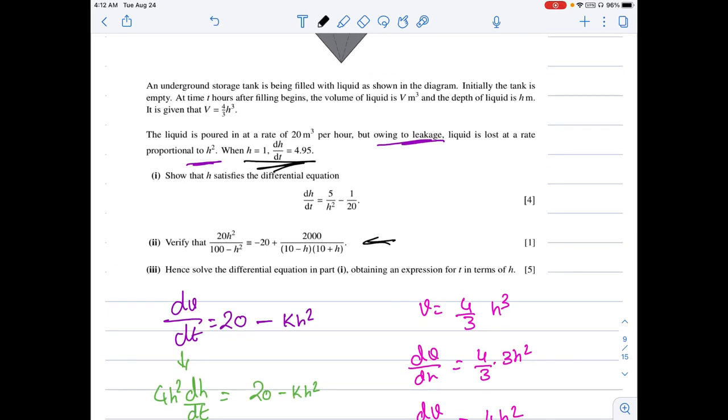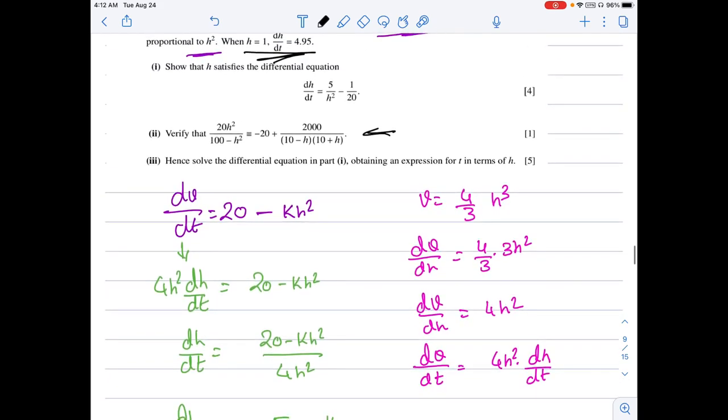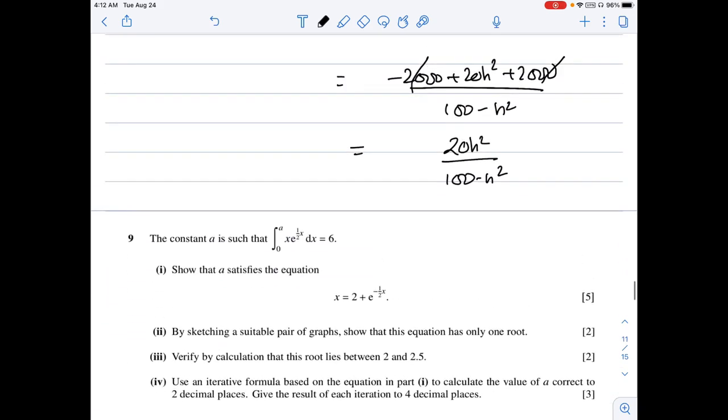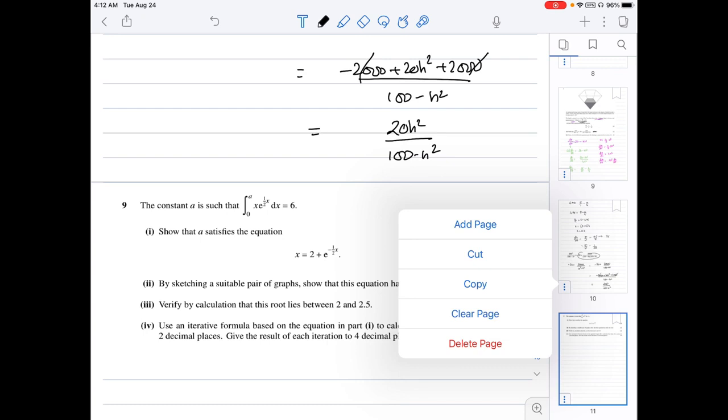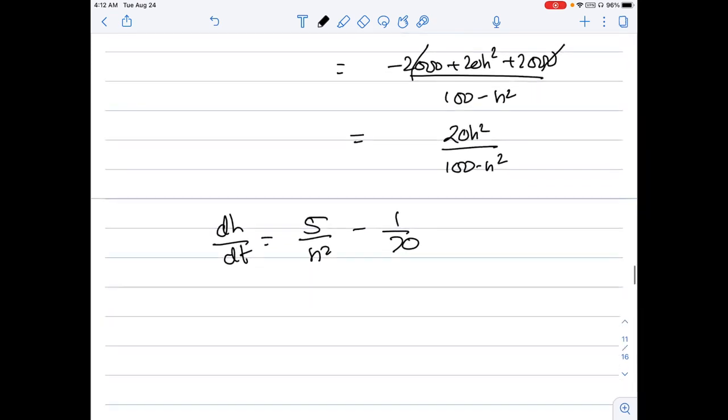Now to the last part. Hence solve the differential equation in part 1, obtaining the t in terms of h. So we have to obtain it in terms of h. So I have to solve the differential equation. So what is the differential equation? dh upon dt is equal to 5 by h square minus 1 upon 20. So I quickly add a page over here. So the differential equation was dh upon dt is equal to 5 upon h square minus 1 upon 20. So this differential equation has to be solved.